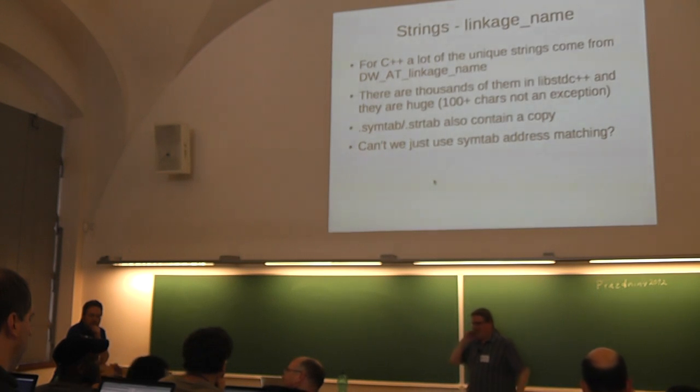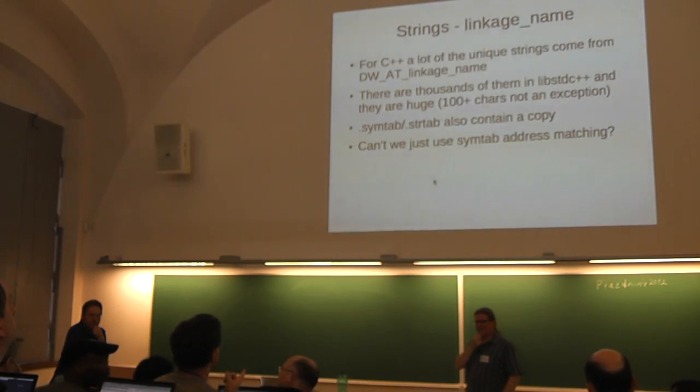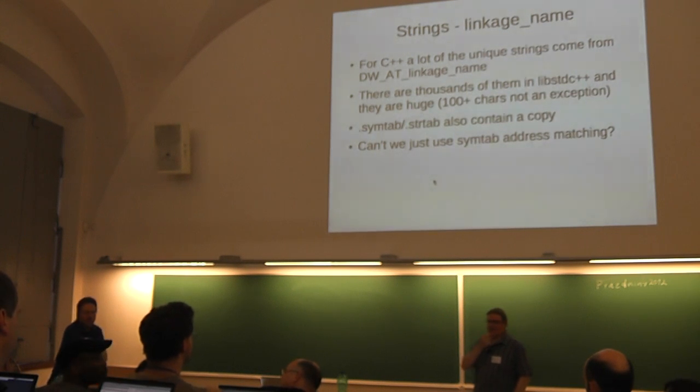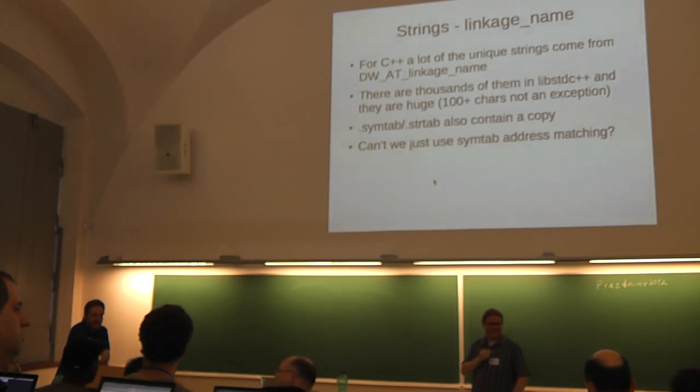About the name of an entity, like a type or something. Throw out the linkage name, and how do you find out the name you want to use? You look at the low PC, yeah. But what if you have multiple symbols at the same address? Aliases and stuff, yeah.